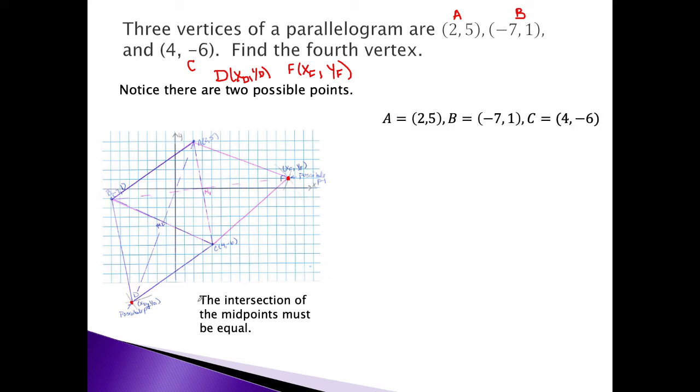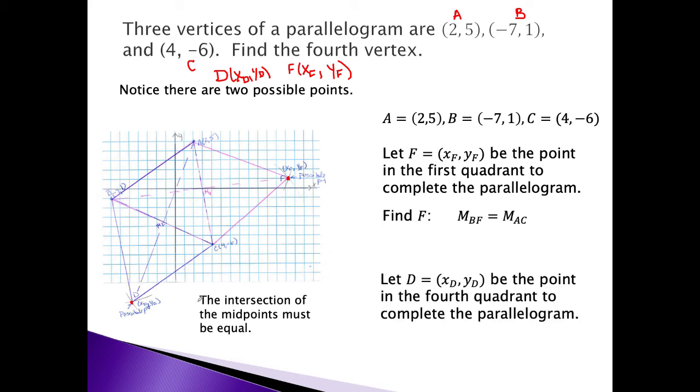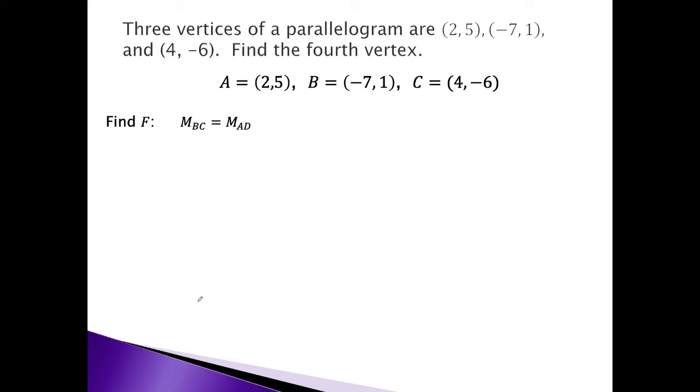Let A equal (2, 5), B equal (-7, 1), and C equal (4, -6). Let F be the point in the first quadrant, with M_BC equal to M_AF (the midpoint of the diagonals), and let D be the point in the fourth quadrant, to complete the parallelogram, with M_BC equal to M_AD. To find the fourth vertex, and this should be a D, we look for D first, setting the midpoint of BC equal to the midpoint of AD.